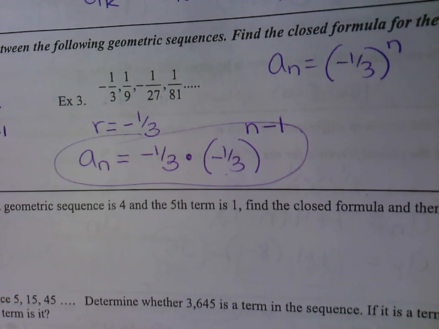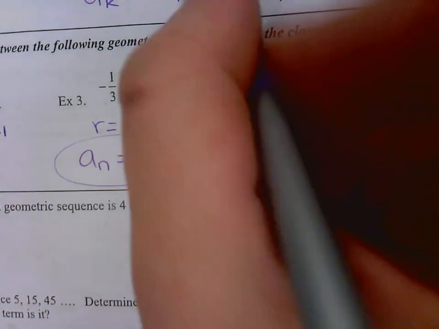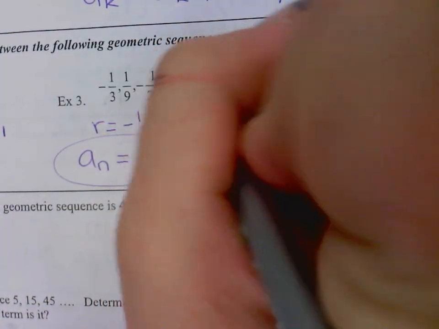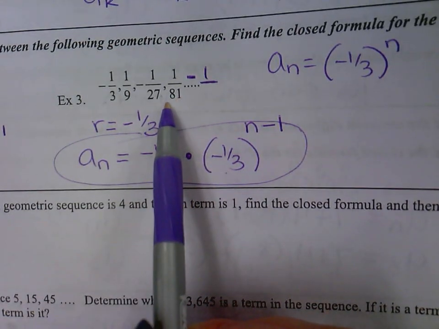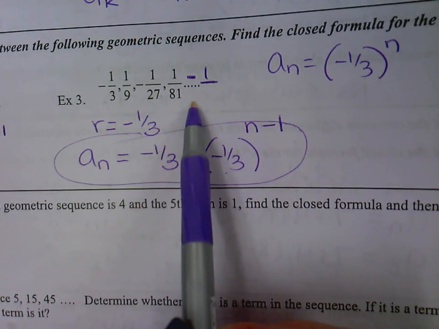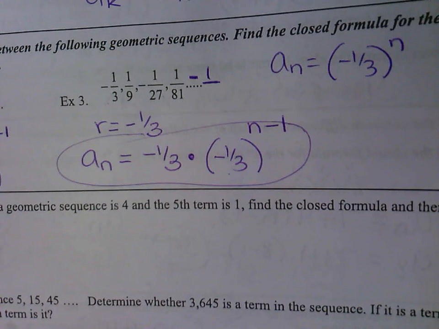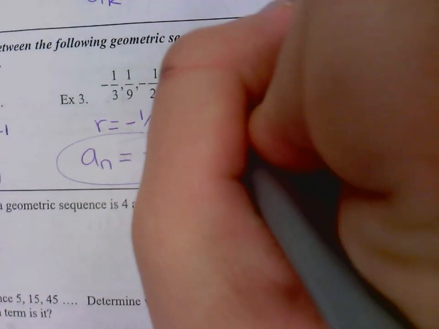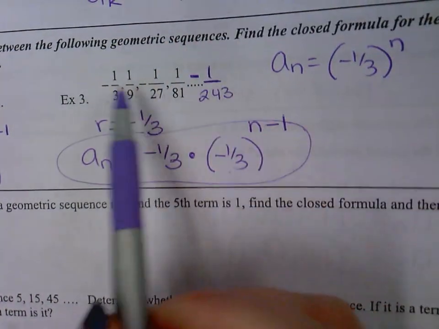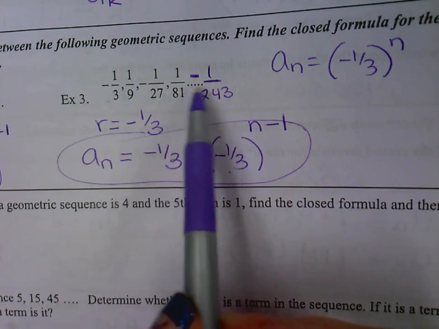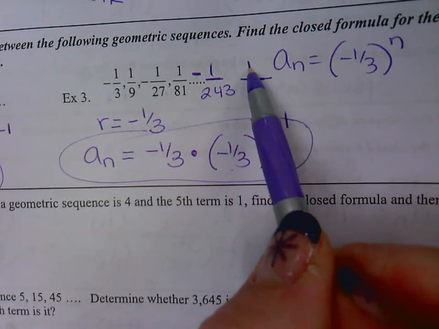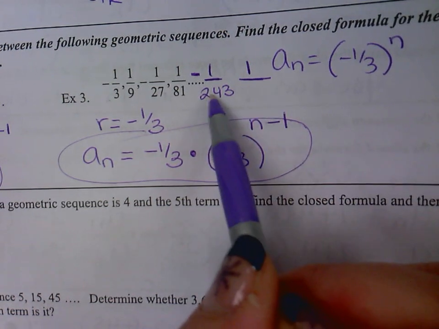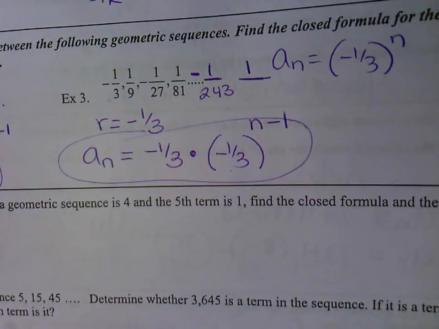If you type this into a calculator, you're going to get a nasty decimal. So let's just write out the next term. It would be negative 1 over what? All I have to do is multiply the denominator times 3, right? So 81 times 3 is 243. So I went negative, positive, negative, positive, negative. So my next term, term 6, is going to be positive. And all I have to do is take 243 and multiply by 3 again.